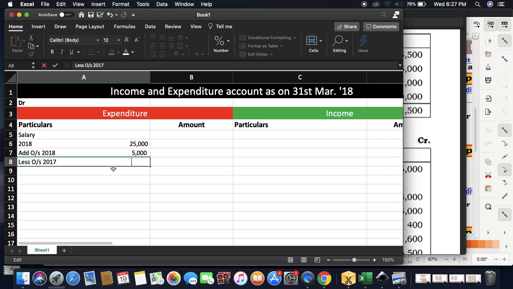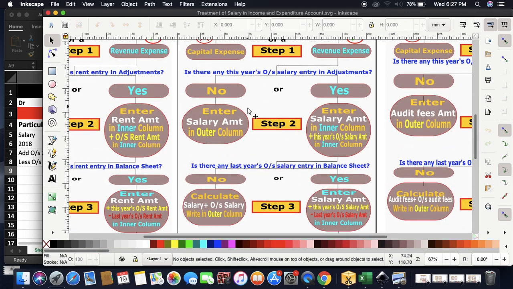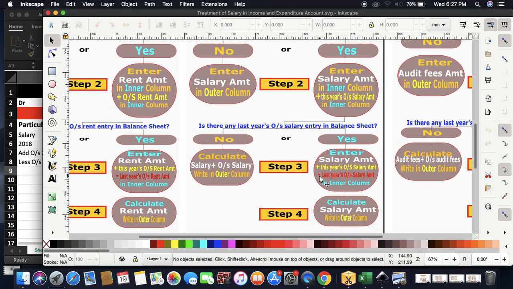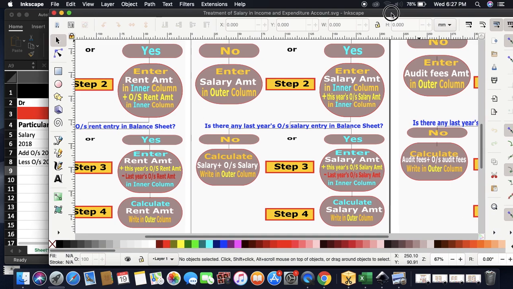So now the fourth step, what we need to do is, that's the third step. The third step is, is there any outstanding salary entry in the balance sheet? So there is. Let me reduce this a bit.